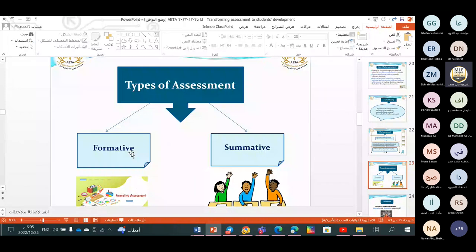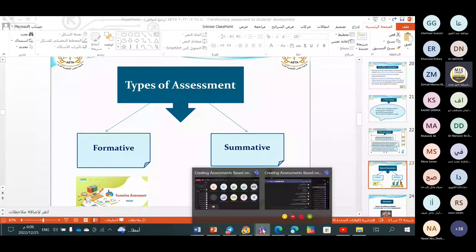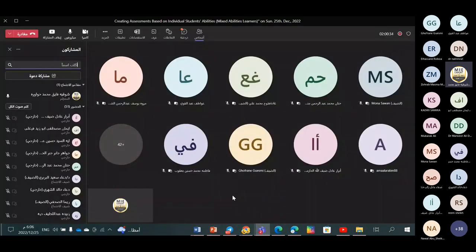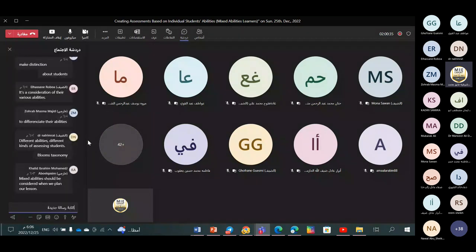But what is the difference here between formative and summative? Many times we hear these two expressions. What is the difference between these two expressions, summative and formative? Yes, please, you can unmute yourself.